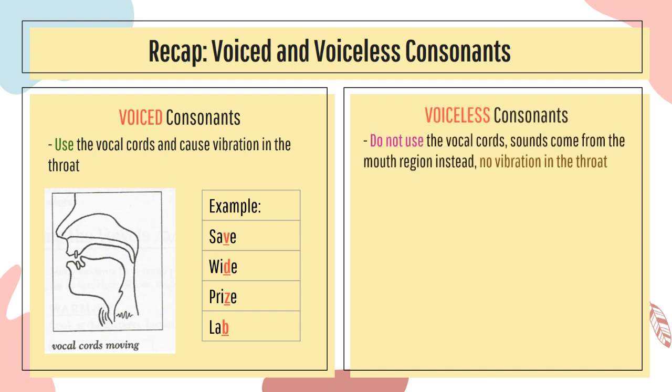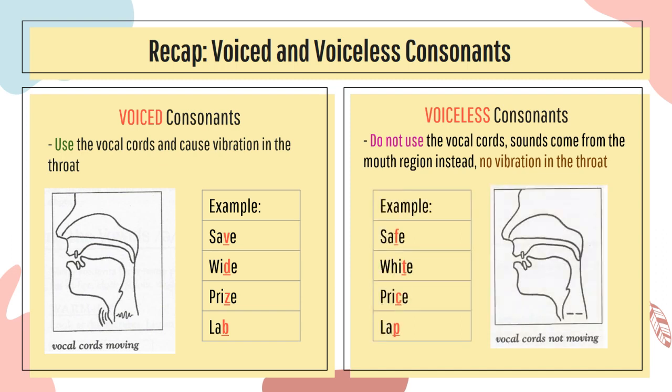With the voiceless consonant, we do not use the vocal cords. Sounds come from the mouth region instead, so there is no vibration in the throat. Like save, wide, prize, lab.